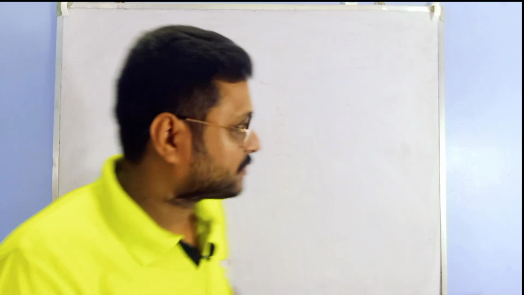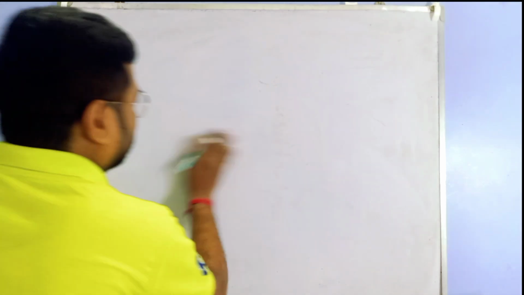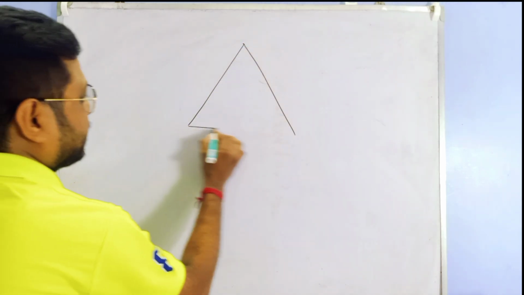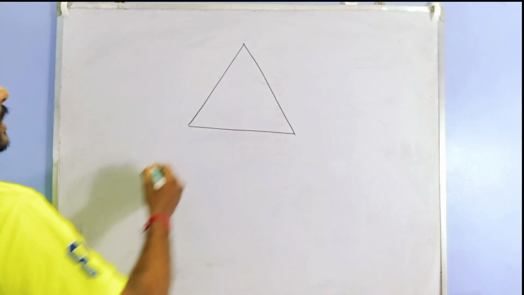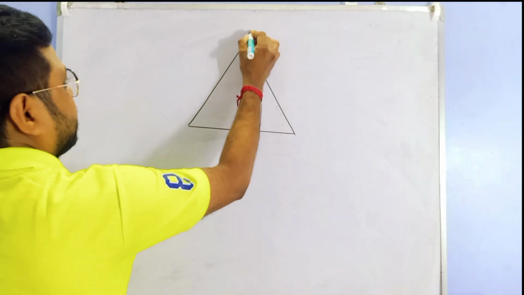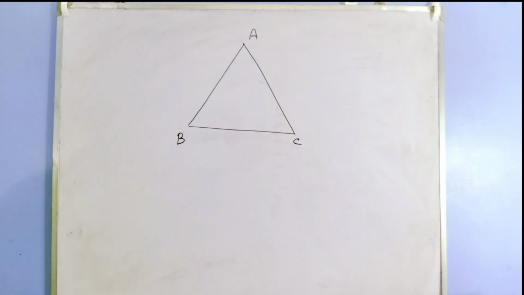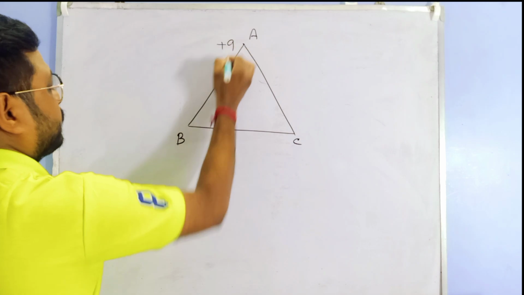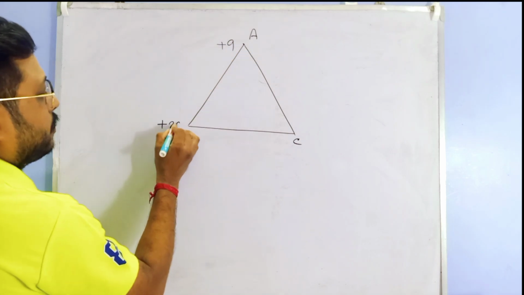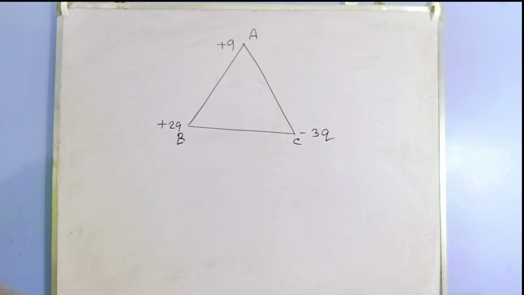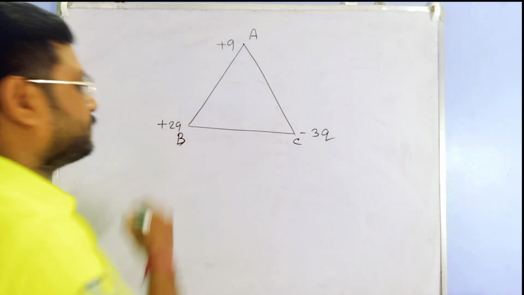So बच्चों, if I ask you a question that this is a triangle and ABC are its vertices. Okay, charges +Q, +2Q and -3Q are present at vertices A, B, C.